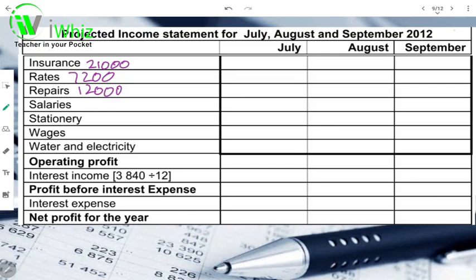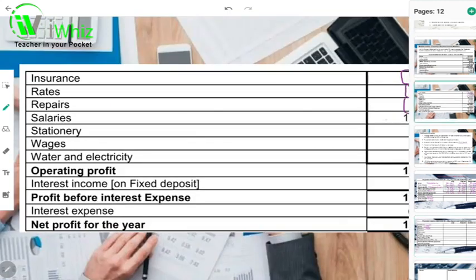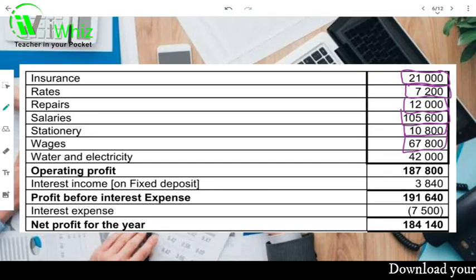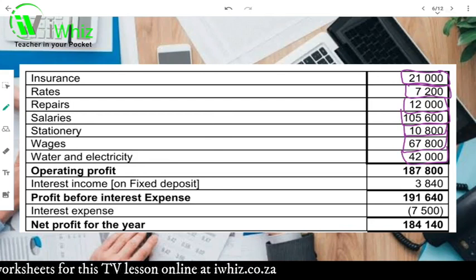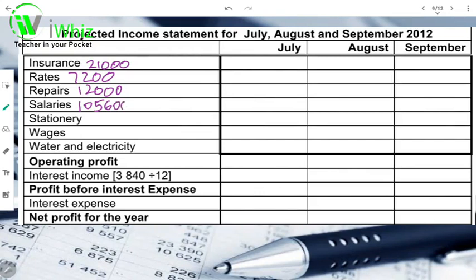And then salaries, stationery, wages, water, and electricity. So we go to salaries, 105,600 Rand. Stationery, 10,800 Rand. Wages, 67,800 Rand. And water and electricity, 42,000 Rand. So salaries was 105,600. Stationery was 10,800 Rand. Wages 67,800. Water and electricity 42,000.